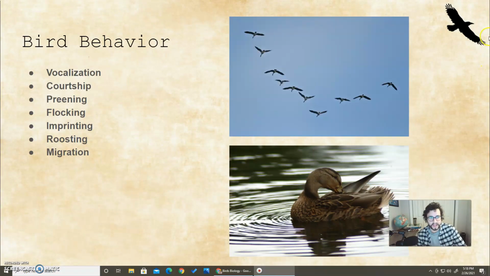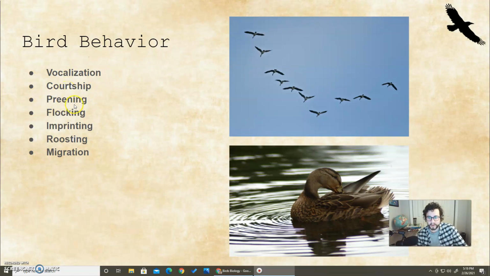They have some behavioral adaptations too. Quite a variety of vocalization. So calls for flight, calls for alarm, calls for mating, all kinds of different sounds produced by these guys, especially in the songbird group. And some of those songs are even used in courtship, but there's a lot of behavior that can help with courtship too.